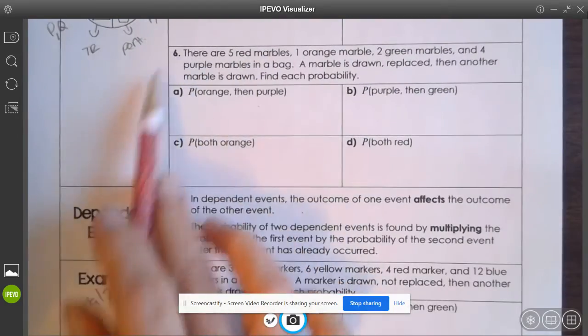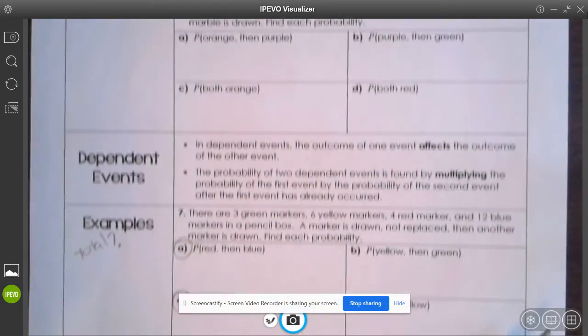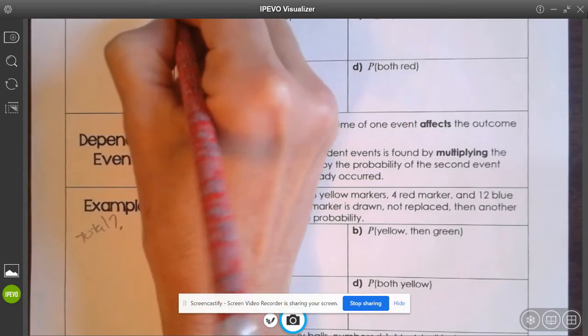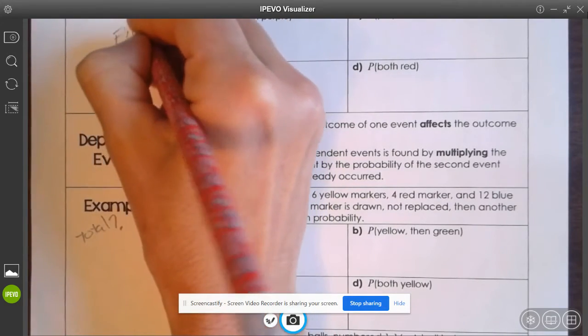Okay, one more here. So then you read, this goes with A, B, C, and D. Here, remember to find a total. Find a total.